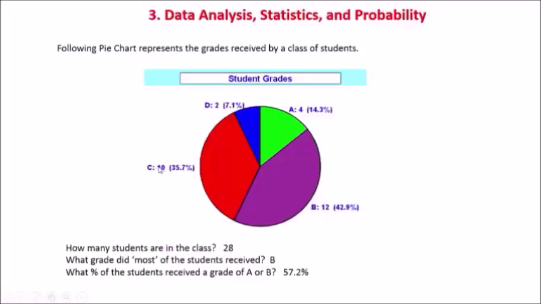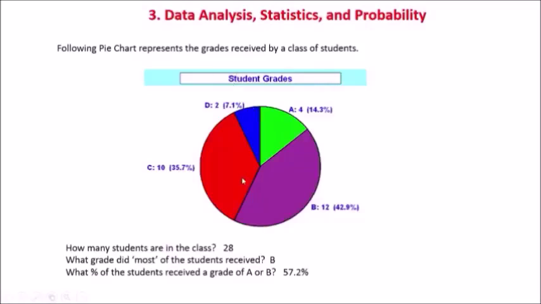Similarly, for C, you got 10 students out of 28. So 10 divided by 28 times 100, that will be equal to 35.7%. And then similarly for D, if you take 2 out of 28 students, so 2 divided by 28 times 100, that will be equal to 7.1%.